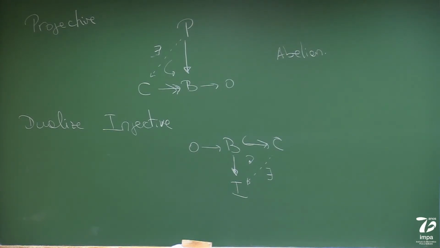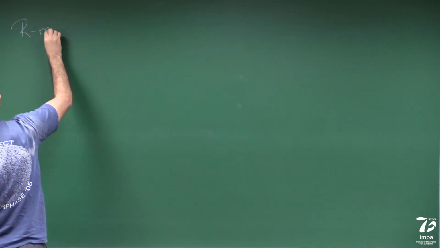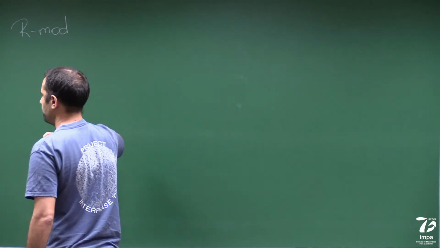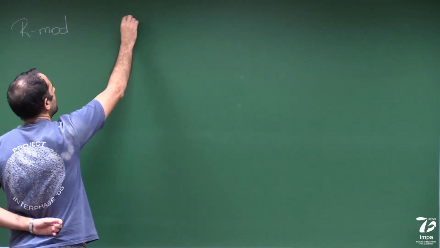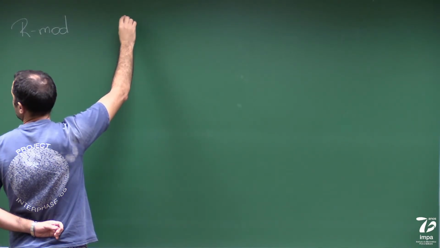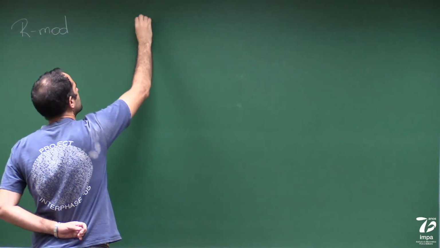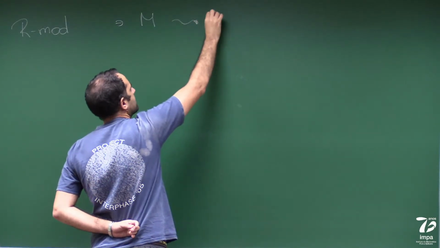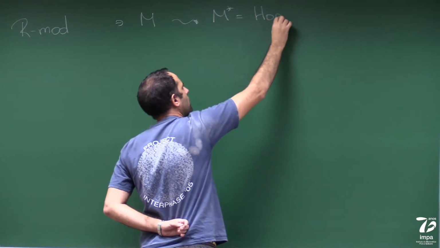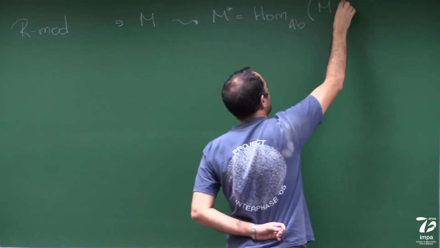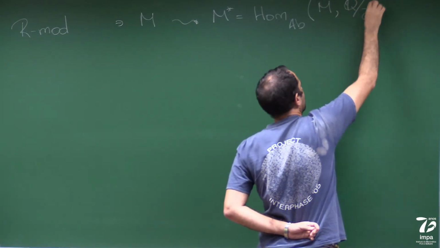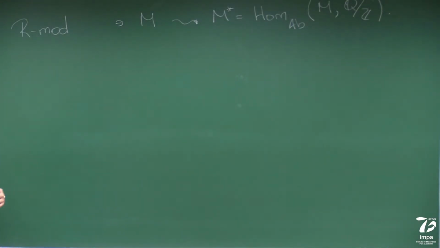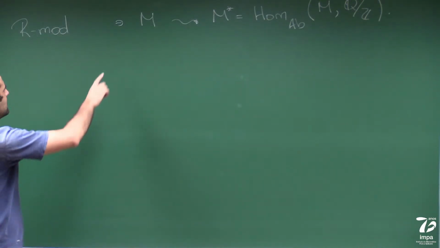Now, let's go back to our category of modules. Most probably I may be confusing left and right R modules in a second. But let's look at our category of R modules. Let's say that you give me a module M. Then I'm going to construct M dual to be the set of homomorphisms of abelian groups from M to Q mod Z. So that's the Pontryagin dual of M. And notice that R acts here as well.